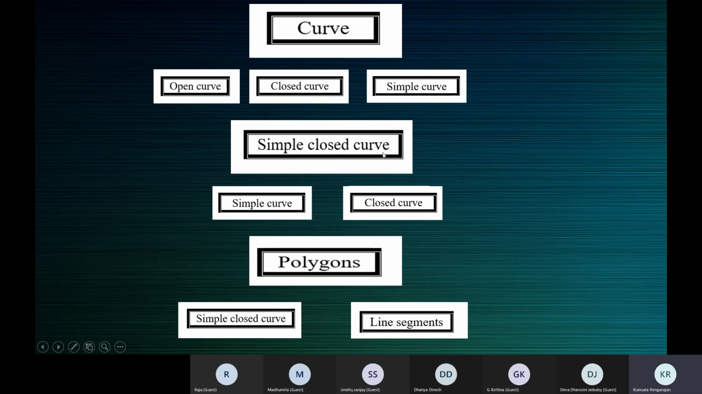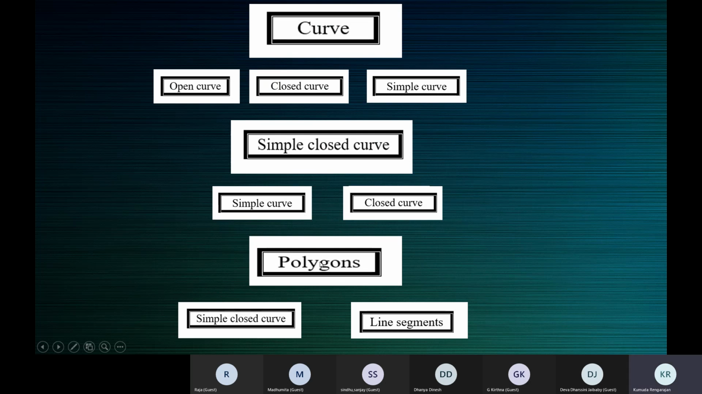And a simple closed curve, what is a simple closed curve? It should be a simple curve and it should be a closed curve. If a curve is a simple curve and a closed curve, then it is a simple closed curve.